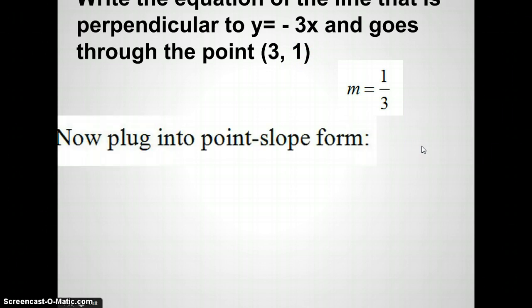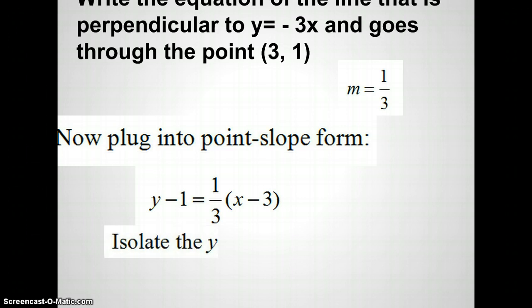I'm going to do as before and plug it into point slope form. I'm going to distribute 1/3 and then add 1, and I get y equals 1/3 x. So the y-intercept, because I don't have a plus or minus anything, means the y-intercept is at 0. It's at the origin. So this equation goes through the origin and has a slope of 1/3. So it's rising from left to right.